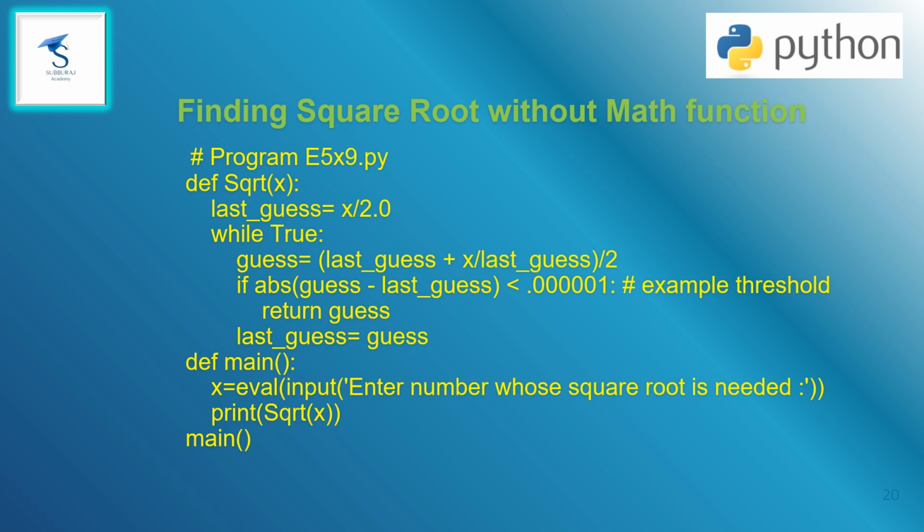What was the last guess? It was 8. So what is the difference between these two? Absolute value is 3. So you cannot stop. So now what you do is last guess is equal to guess. What is the guess now? Guess was 5. So the last guess will be 5. Go back, 5 plus, and so on. Do this. When the difference between the last guess and the guess is very small, then you return guess. So this way you can find the square root from first principles.